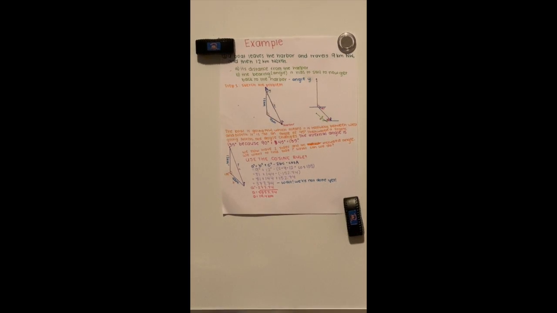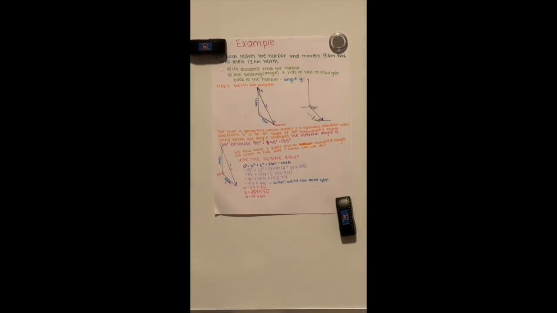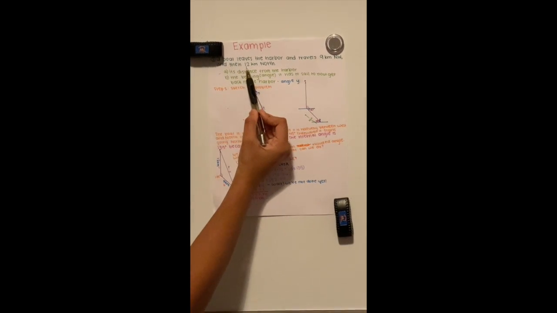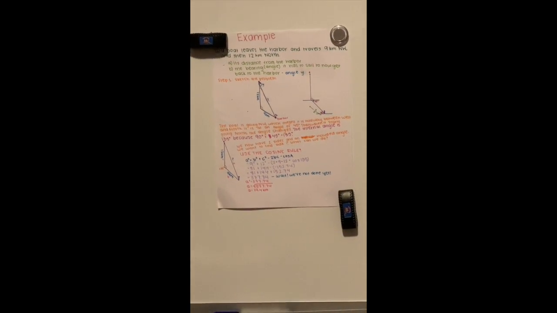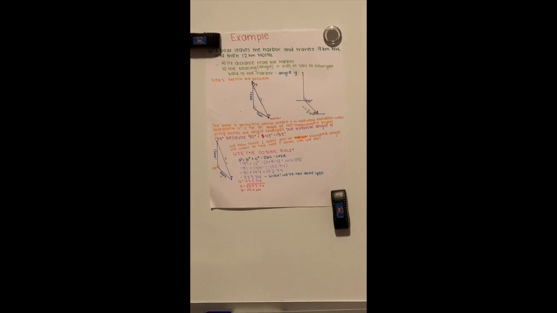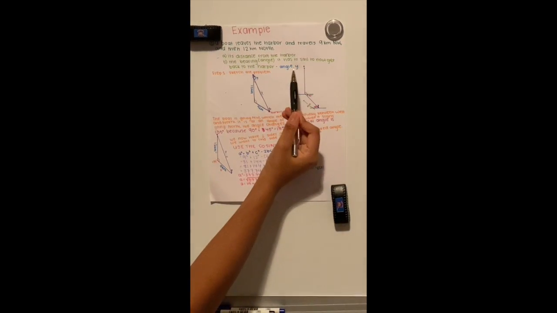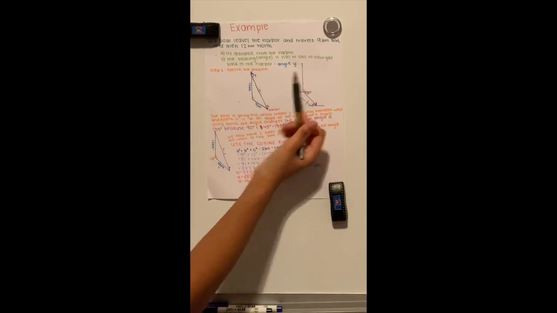Here's our example problem. A boat leaves the harbor and travels 9 kilometers northwest and then 12 kilometers north. We need to calculate its distance from the harbor and the bearing that it has to sail to now get back to the harbor. We're going to call this bearing angle Y.